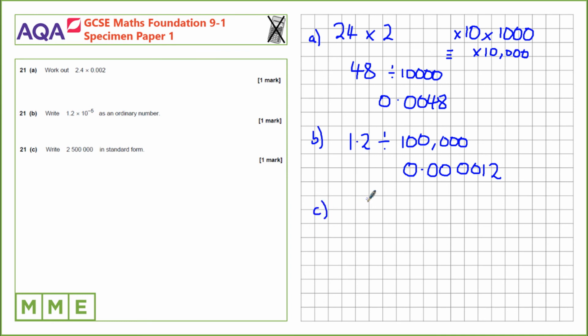21c. Write 2,500,000 in standard form. First thing we need to do is to write this as 2.5 times a factor of 10, which is a million. 2.5 million is what that is. We need to now convert this into a power of 10. We've got 2.5 times 10 to the 6. This is 10 multiplied by itself 6 times.